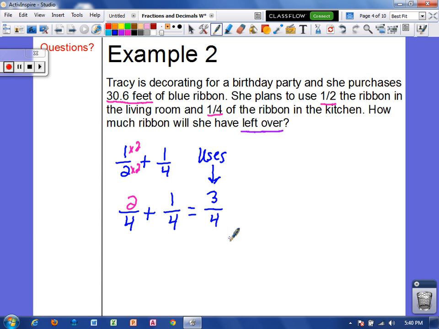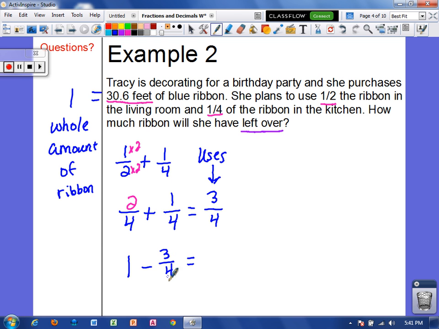But we want to know how much is left over. So let's figure out how much would be left. So if 30.6 feet is the whole amount of ribbon, that is like one whole amount of ribbon. So I want to know what's left over from the whole thing of ribbon, and then when we take away what she uses, I want to know what we have left. So we have 1 minus 3 over 4.